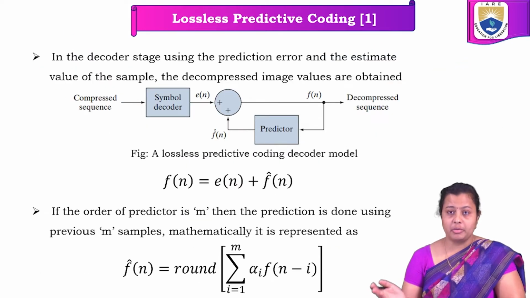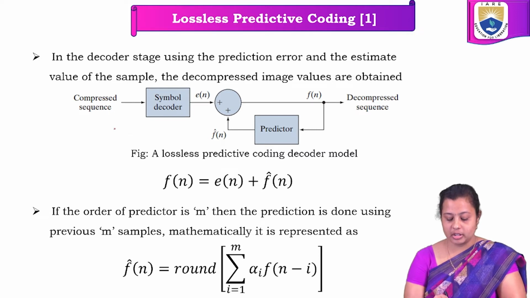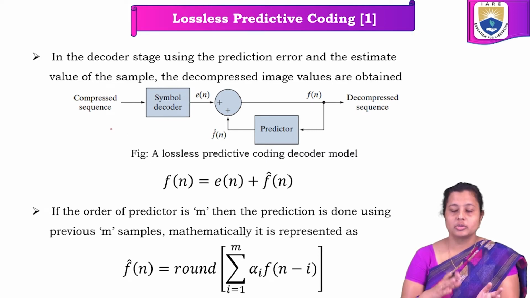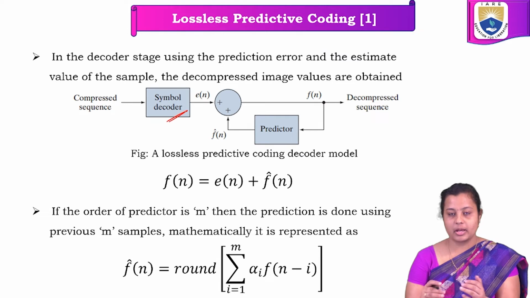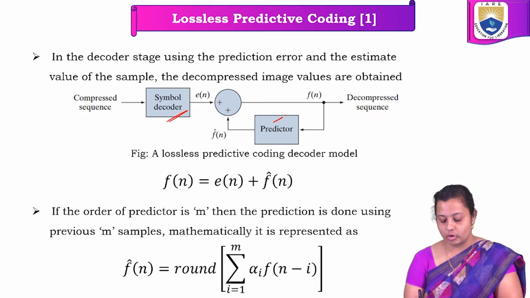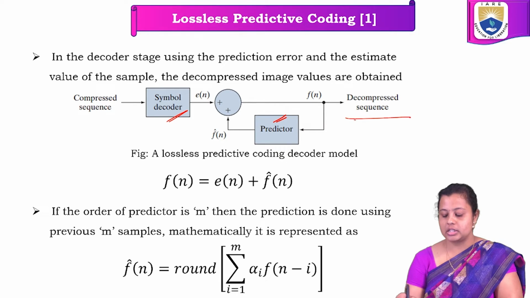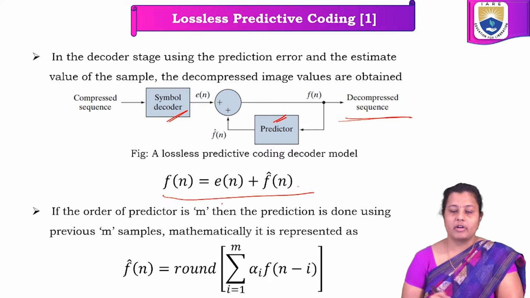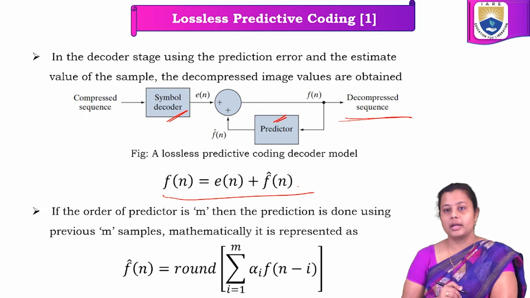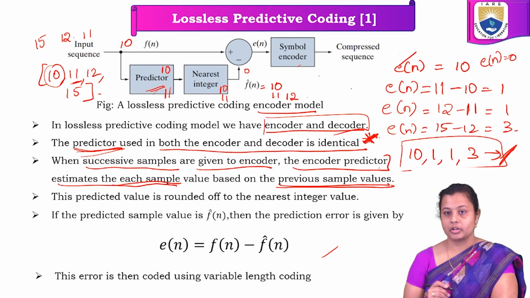Right? So when we come to the decoder stage, what is happening? We have the inverse operation of the encoder, which is the symbol decoder, and whatever predictor we are using in the encoder, the same predictor we are using here. So using the same predictor, we are able to get the decompressed sequence. Okay, so this decompressed sequence can be obtained in this way: estimated value plus error. Whereas in my encoder, how did I get my error?